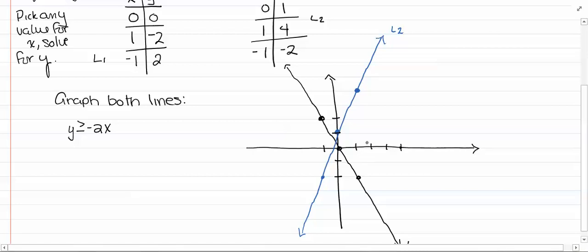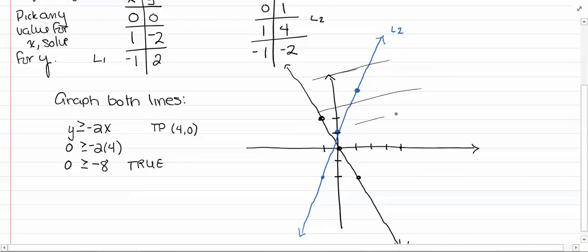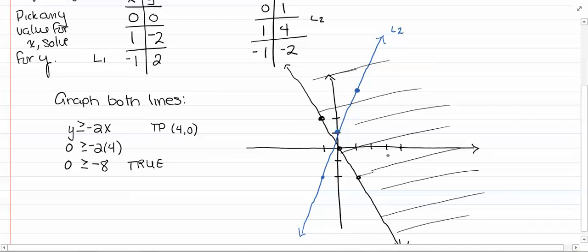All right, so if I pick my test point as 4, 0, I'm going to let x equal 4, y equals 0, and if this comes up a true inequality, which it does, then I know to shade toward that point. So the black would be shaded on this side of the graph. If it had come up false, then I know to shade the other side of the line.